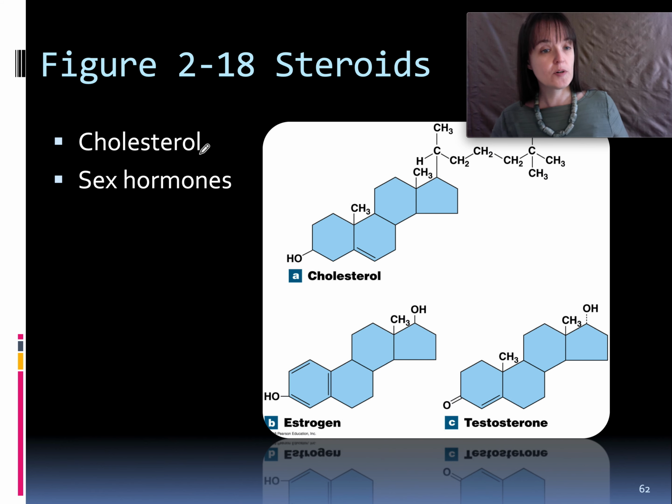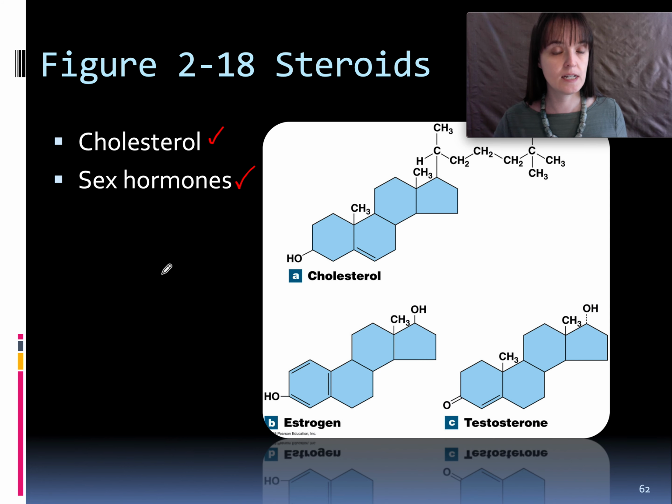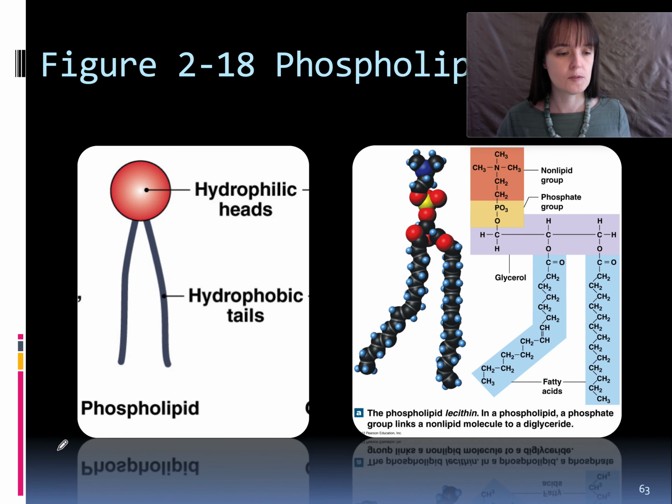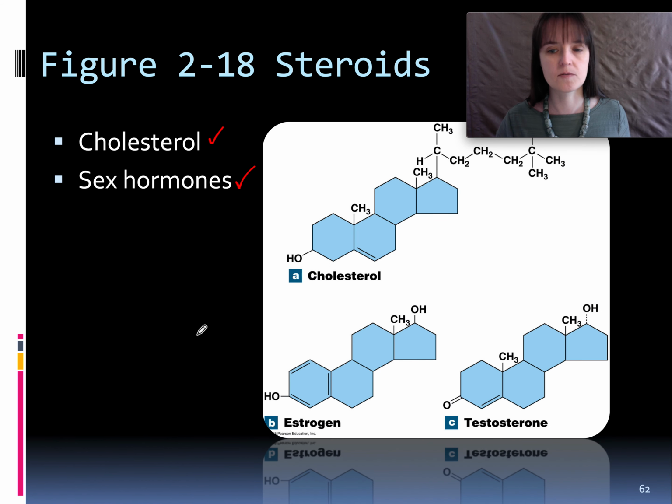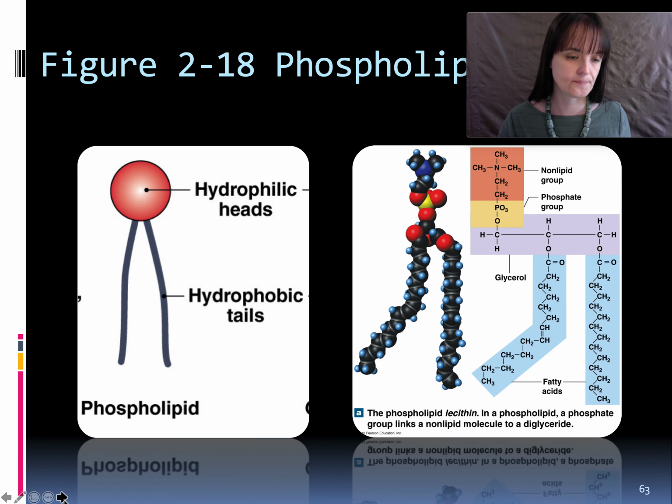Moving on, some important steroids in the body include cholesterol and sex hormones and several other hormones also. So here's cholesterol, and here's the female sex hormone and the male sex hormone, and you can see how similar they all are. We will talk more about hormones next semester for test 2 endocrine.